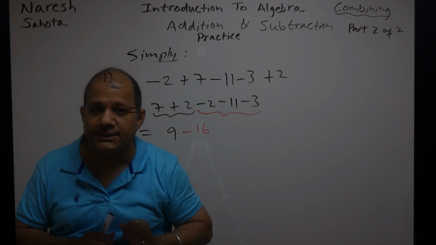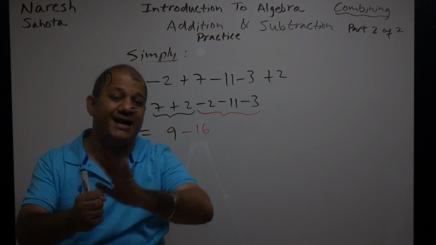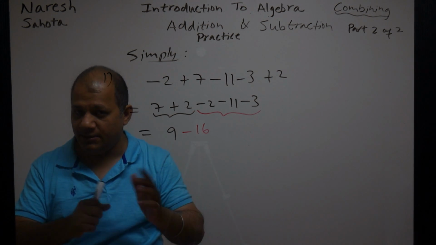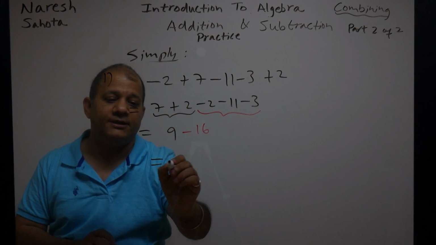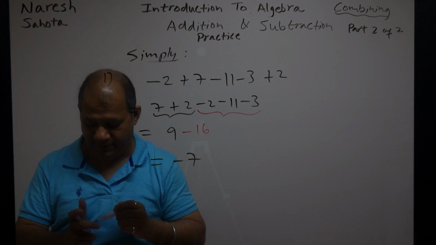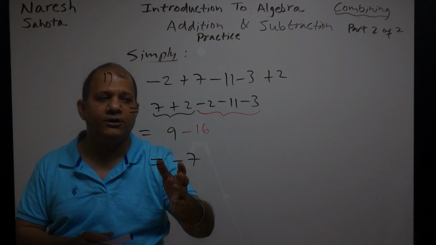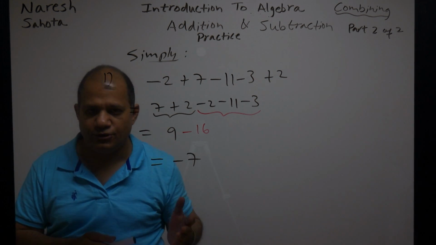So what's 9 take away 16? So from 9 fingers you can't take away 16, right? But you can do the other way around. 16 take away 9 is 7. So here the answer is going to be negative 7. So this is how you combine when you have more than 2 terms.